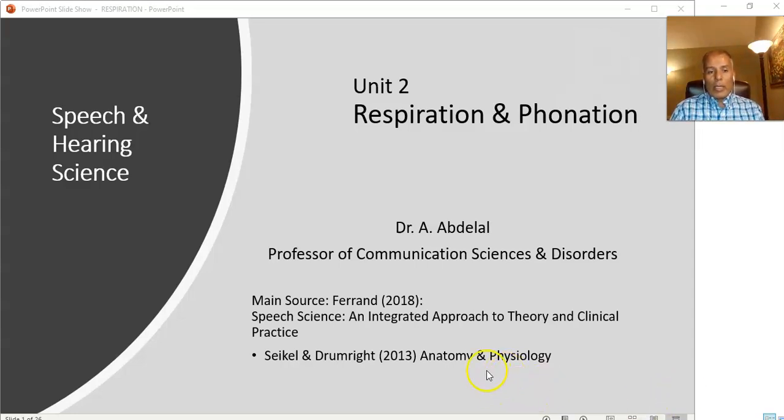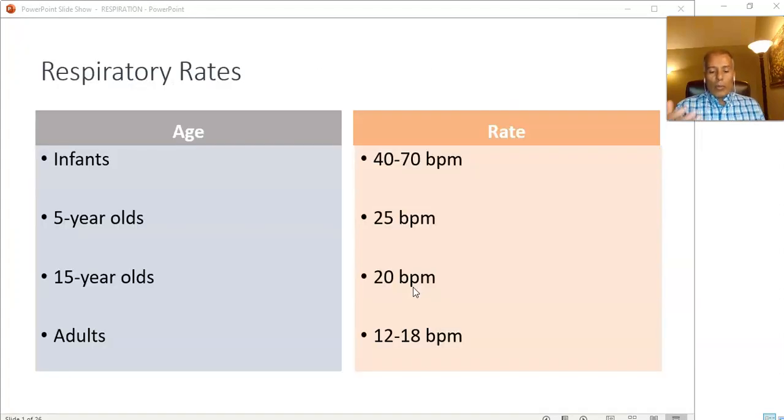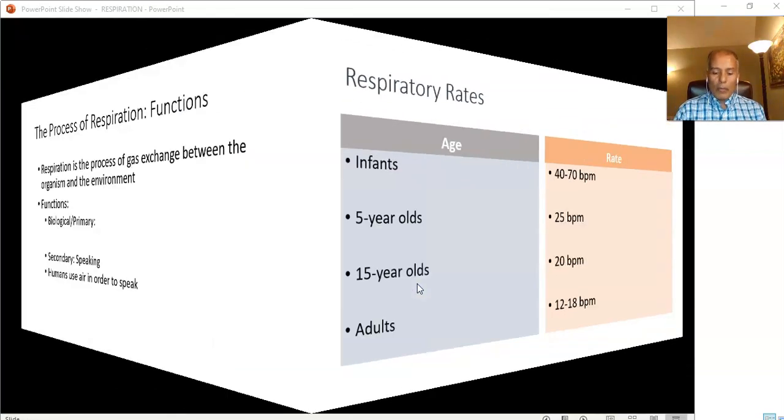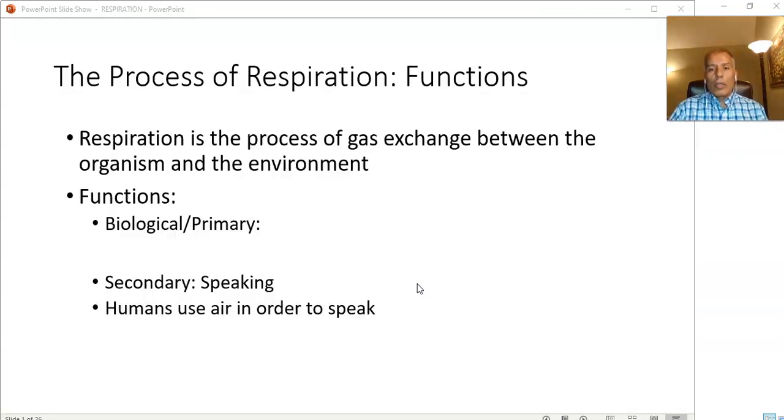So let's begin, and we begin just with a quick review of the physiological process of respiration. So we know that the purpose of respiration is to survive. That's the biological function. Biological means serving life. So then the most important, however, secondary function of respiration for us in terms of communication is speech production.